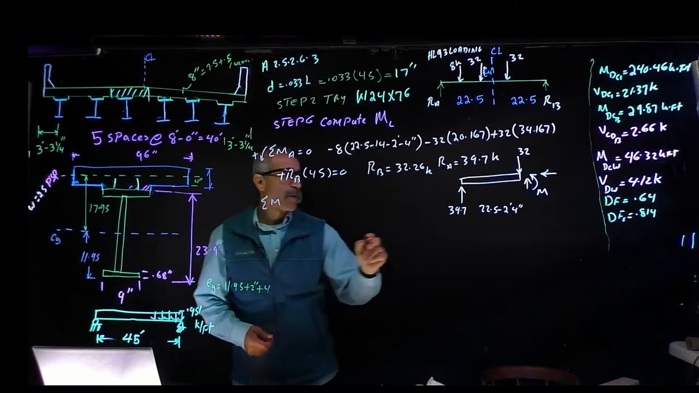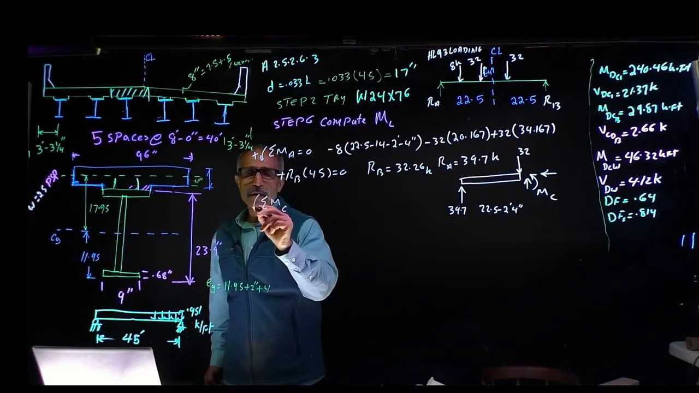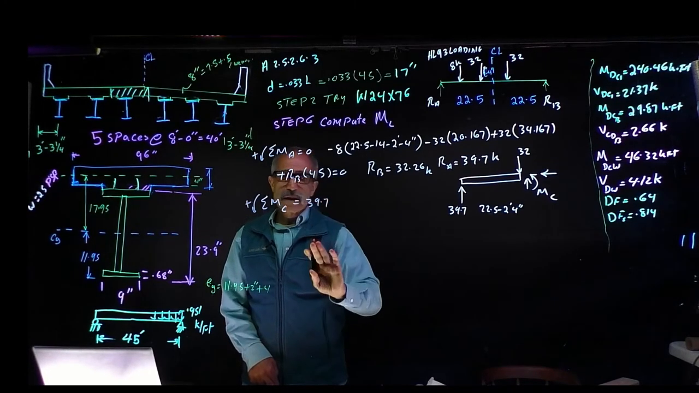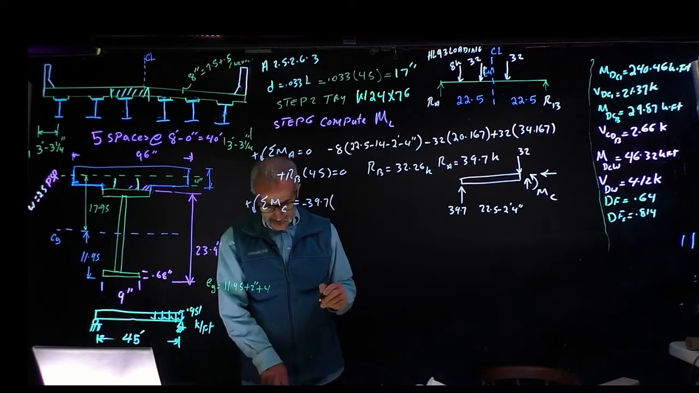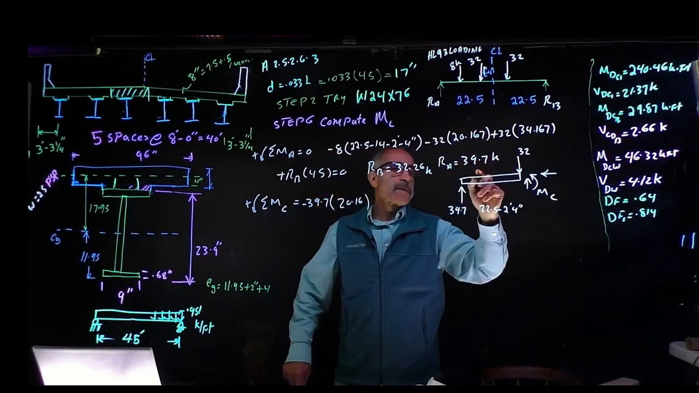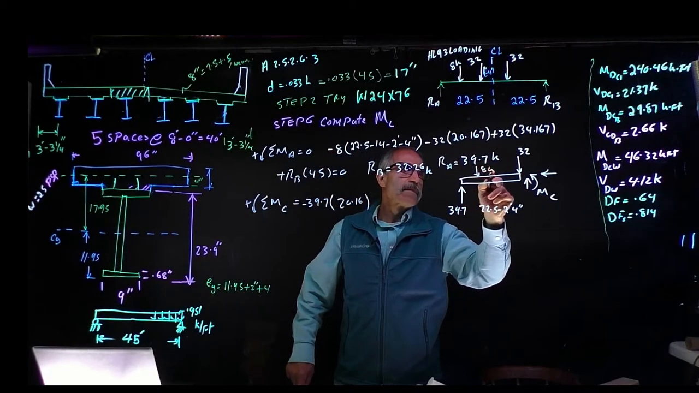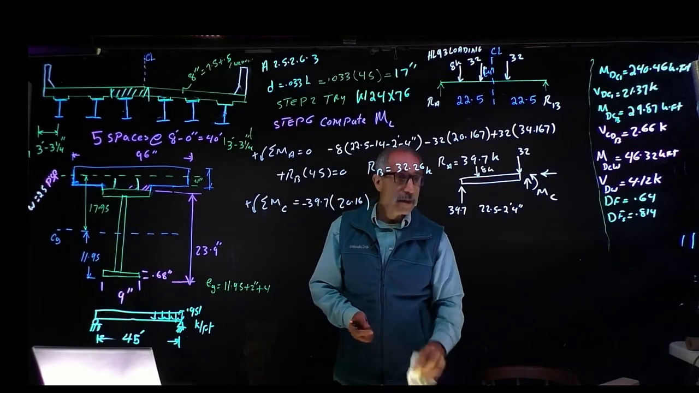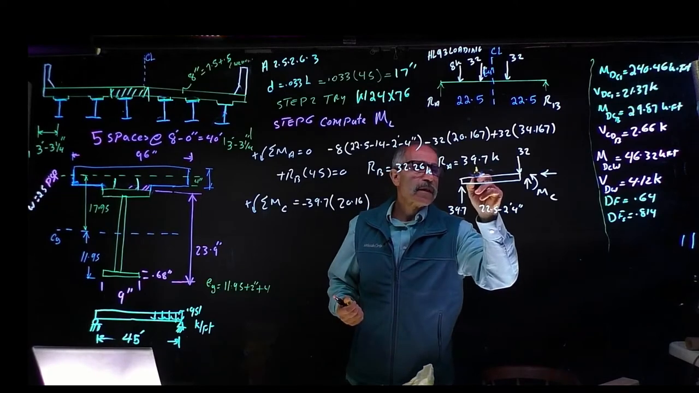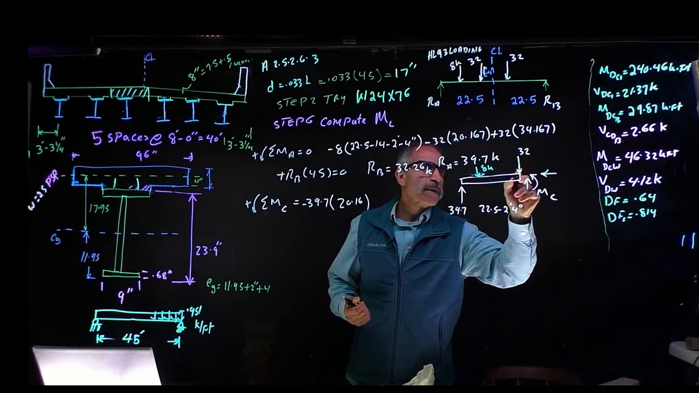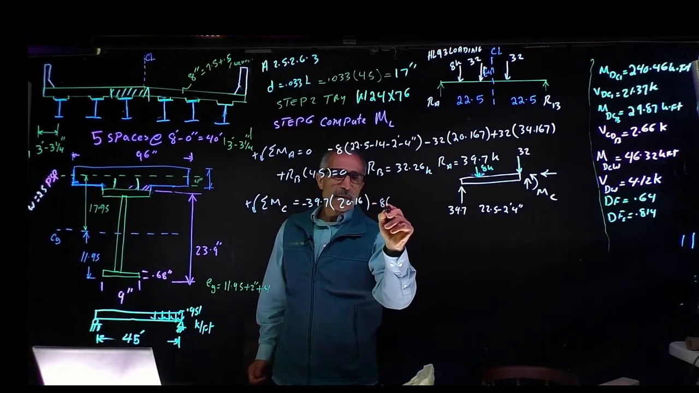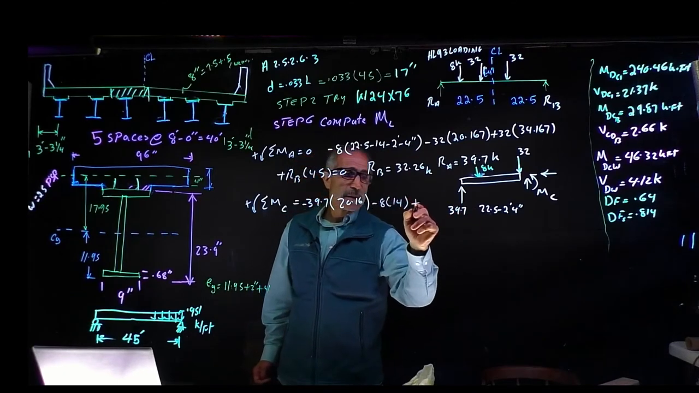Summation moment about, let's call this point C. Point C, counterclockwise is positive, and we're going to have 39.7, and that is going counterclockwise, times that distance, which was 20.16, and minus, we have the 8 kip right here. Forgot about that. That's the 8 kip right there. This right here is 8 kip, and that's a 32 kip right there. Okay, so 8 kip from here is 14 feet. So minus 8 times 14, and then you have the moment plus MC.